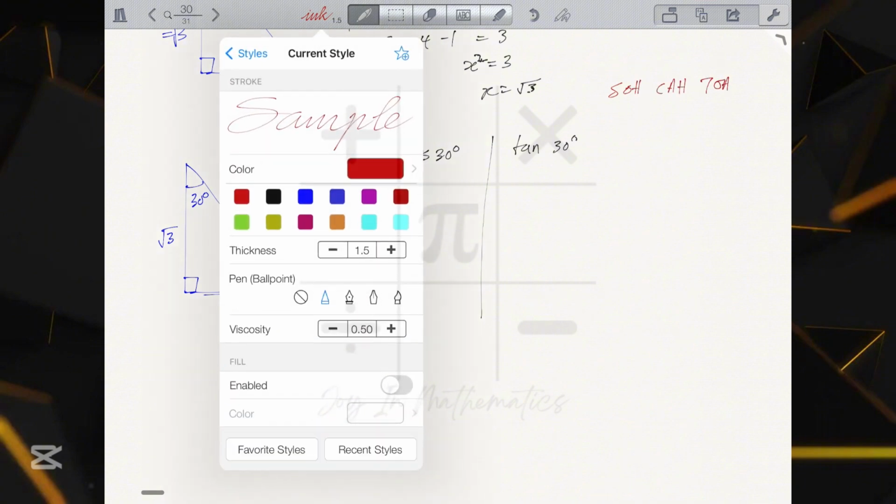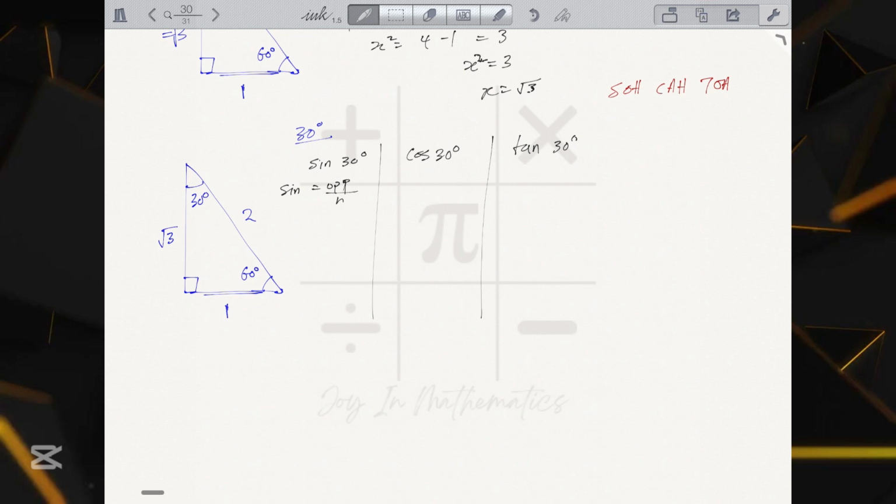Sine, as we know, is opposite over hypotenuse. The opposite in this case, this is 30 degrees, so 1 is the opposite, okay, and root 3 is the adjacent. So with that, we have the opposite of sine 30 degrees. Opposite is 1, the hypotenuse is 2. So sine 30 degrees is 1 over 2.